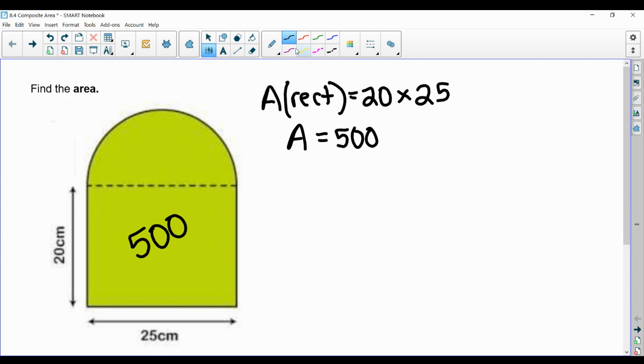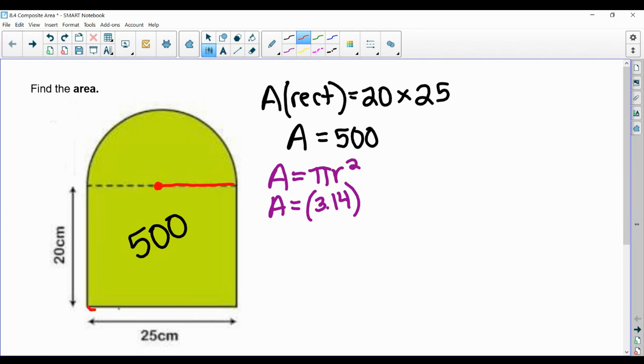Okay, now I'm going to change colors, and I'm going to start to chip away at this semicircle part right here. If I were finding the area of a full circle, it would be pi r squared. So pi is 3.14. Now, here's where the tricky part comes in: finding the radius. It's not given to you. It's not just sitting there.